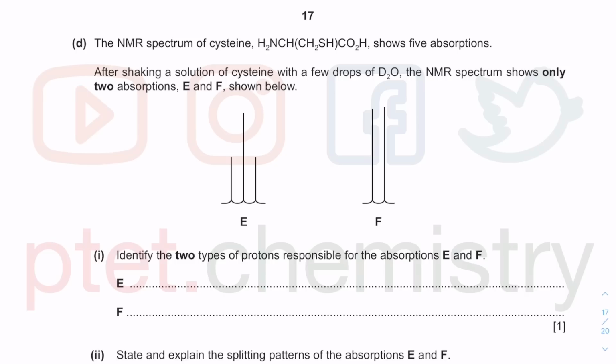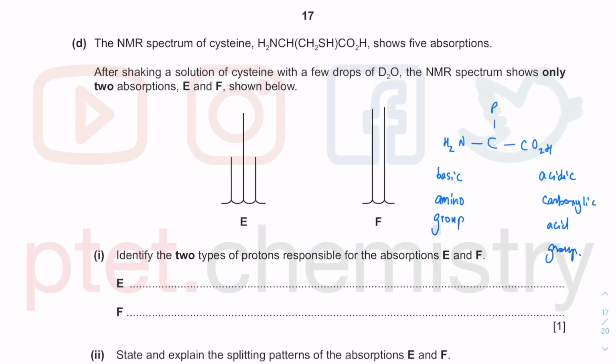So this NMR spectrum of cysteine, we know that cysteine is an amino acid. So what happened is you got that NH2 and the CO2H. That is your basic amino group, and then you have the acidic carboxylic acid group. And these are still in the amino acids and protein chemistry in the current syllabus. And you have an R group and a H. This is how a general amino acid looks like. Your R group here is CH2SH. So I'm just going to put in the CH2SH.